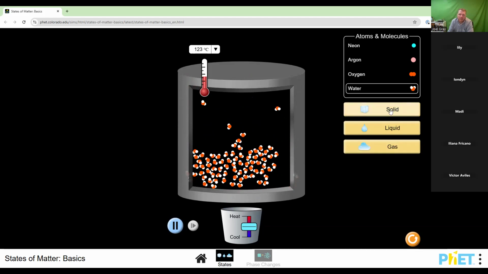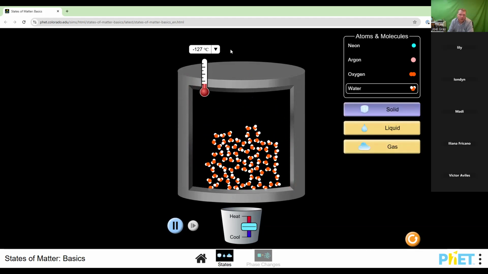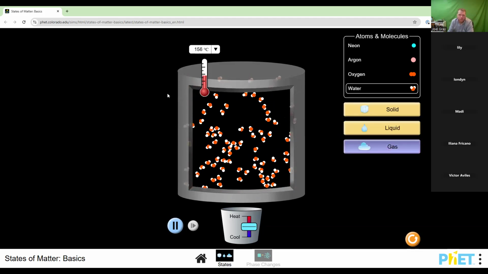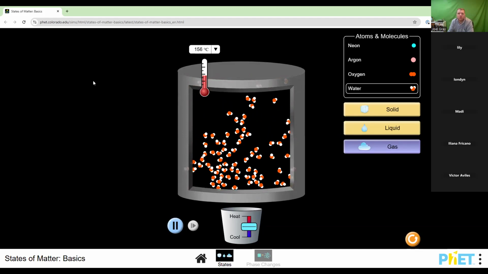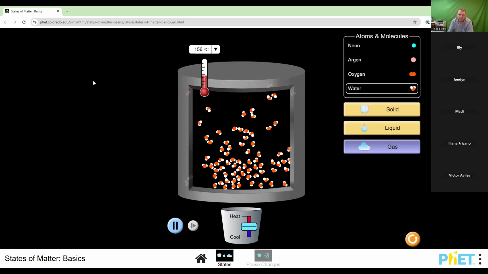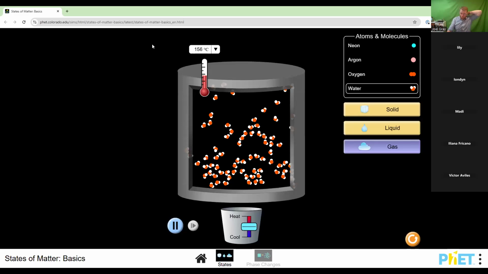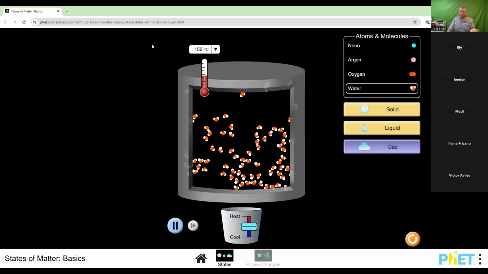So these buttons on the side: solid at negative 127, yeah, water's a solid. When we click liquid, it's 13 degrees Celsius. It's still going to be a liquid at 18 or at 25. As a gas, oh man, the movement of those molecules is all over the map. So there's a relationship between the state of matter and the temperature.